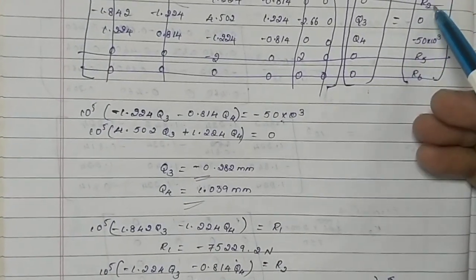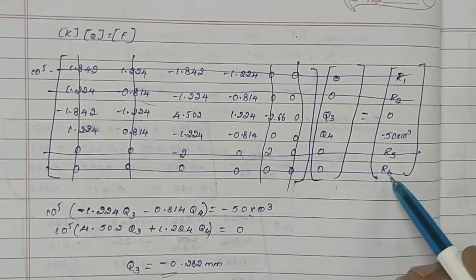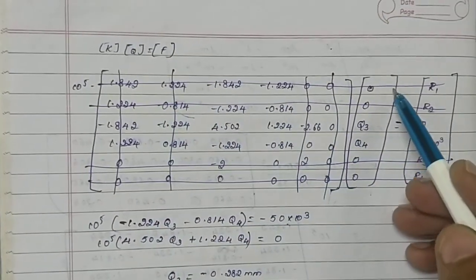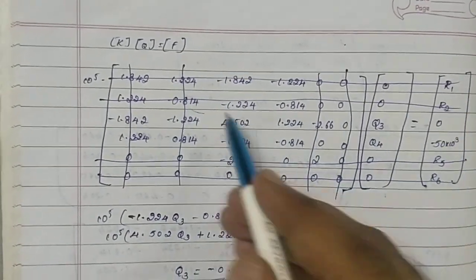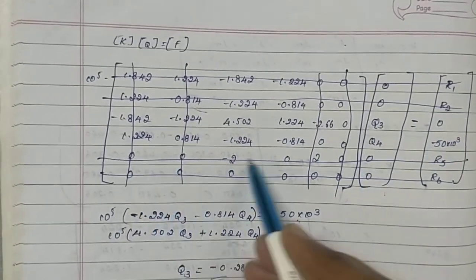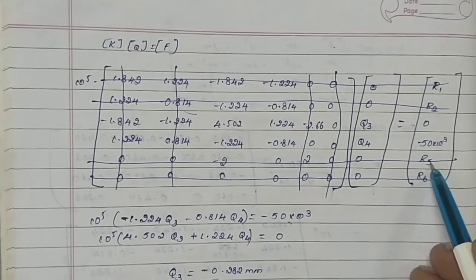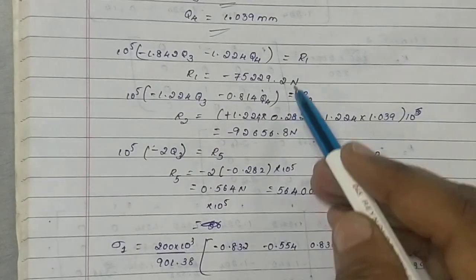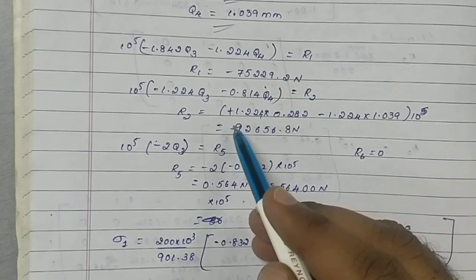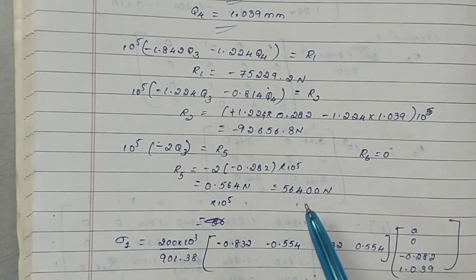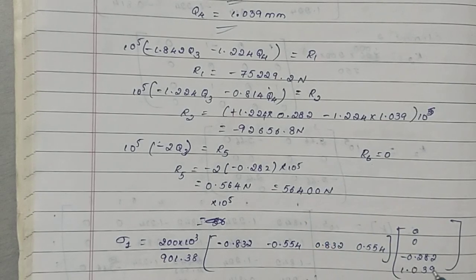Similarly, the reactions R1, R2, R5, R6. From this row and this column you will get R1, the second row gives R2, the fifth row gives R5, and the sixth row gives R6. Okay, similar to the previous problem we have solved.